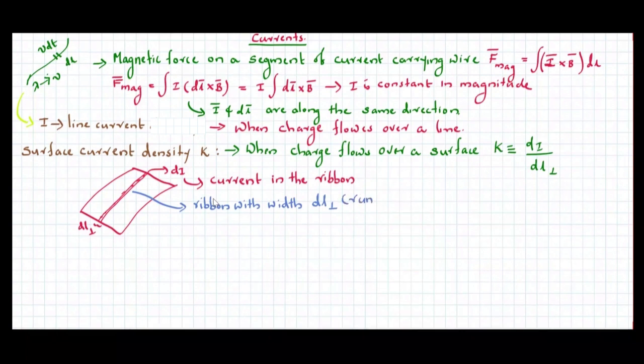So to define surface current density, you take a ribbon that carries a current di with width dl perpendicular in the direction of flow of the charge. Then the surface current density K can be defined as di by dl perpendicular.